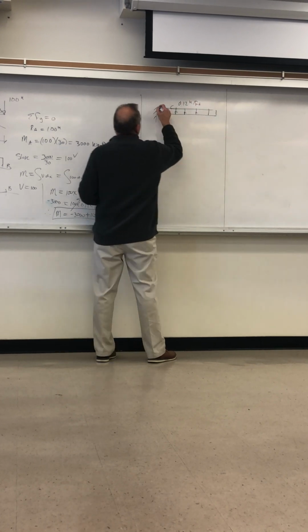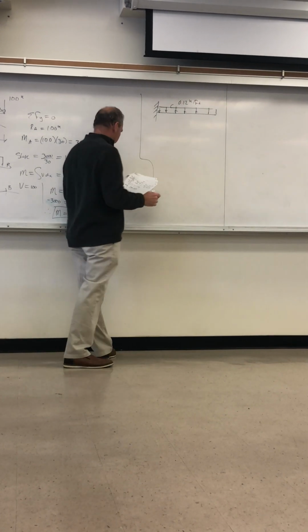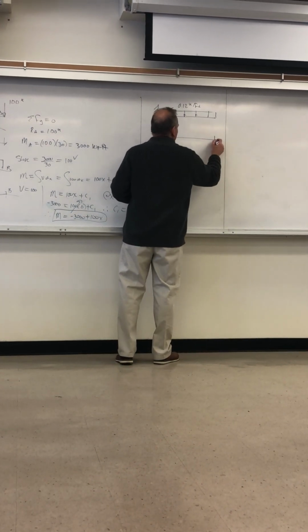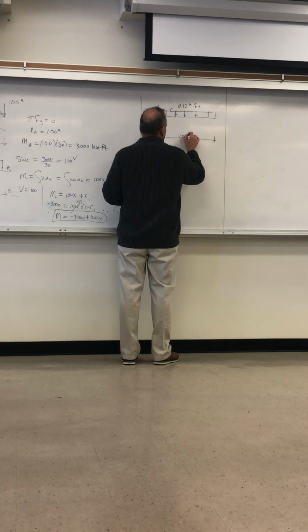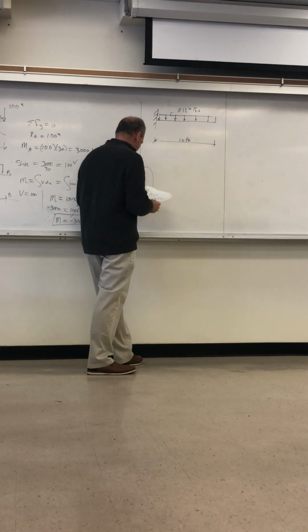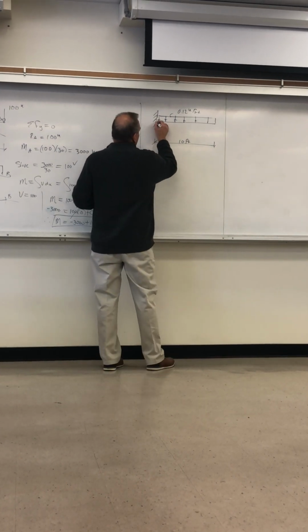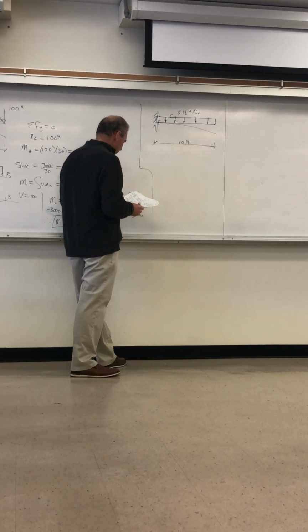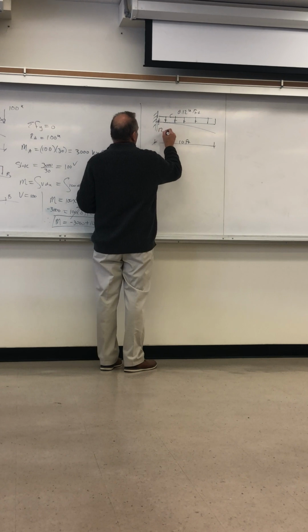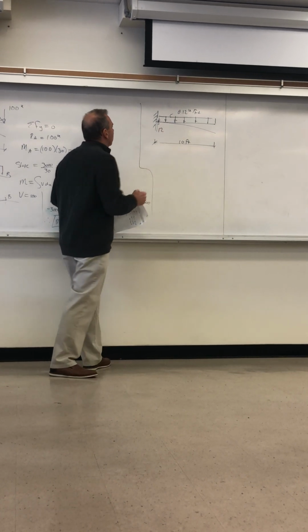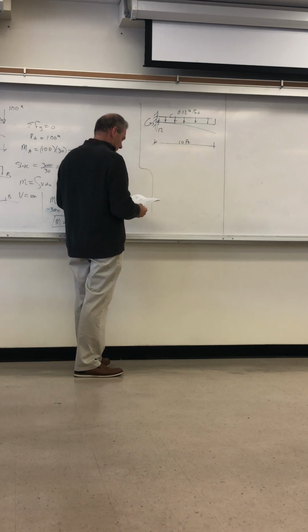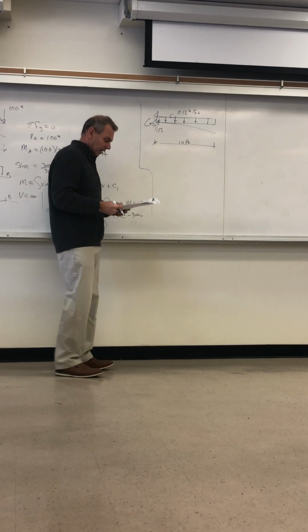kips per foot. It's 10 feet. We have a reaction of 12 kips. That's just 0.12 times 10. And we have a moment on the wall of 6 kips.